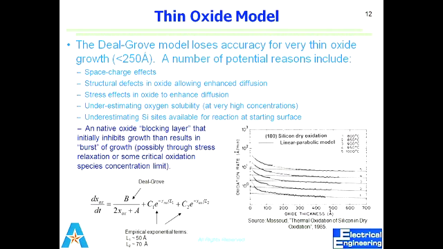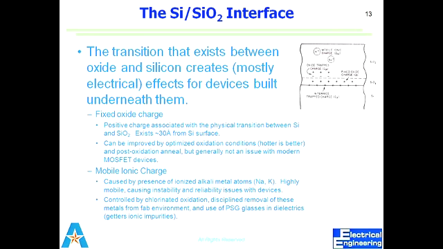The reasons can be that the oxygen solubility is underestimated, or there may be more silicon available, and stress effects and space charge effects are also there. So there are certain things the Deal-Grove method does not include properly. But it is only for the first 300 angstroms. After 300 angstroms, the Deal-Grove equation gives you very reliable data.